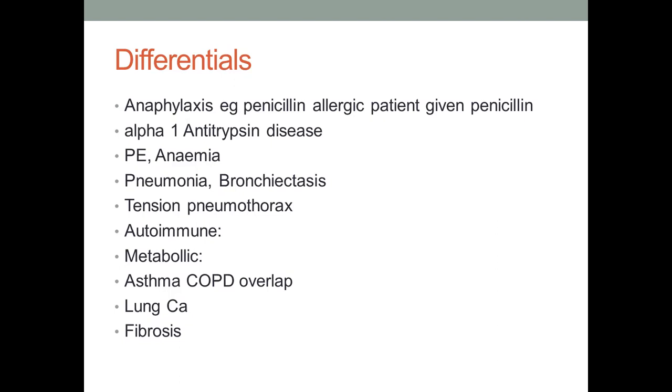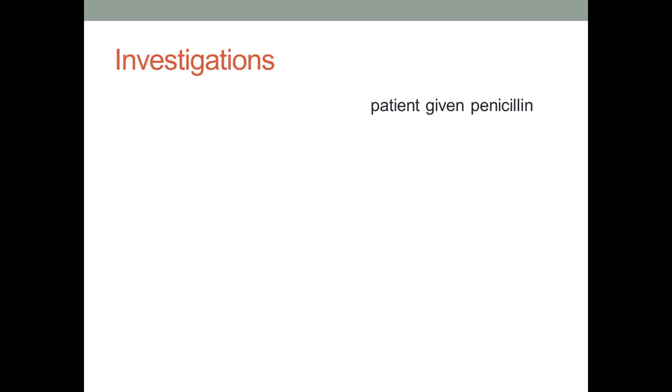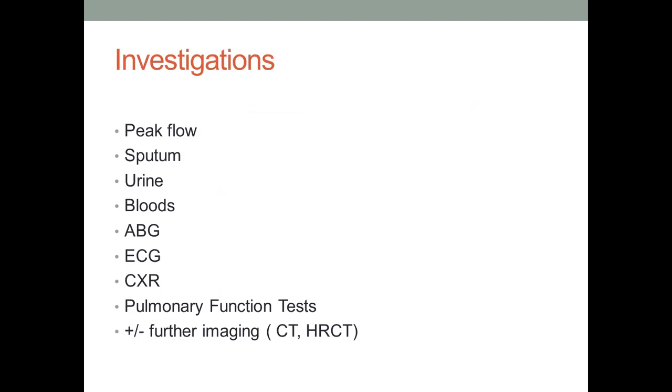Sometimes you cannot differentiate asthma and COPD from each other. So there is a term which is called asthma COPD overlap, and lung carcinoma and lung fibrosis are other differentials of asthma. And for investigation, one can do peak flow metry to know the diurnal variability. Sputum test can be done, which may show sputum eosinophilia in asthma.